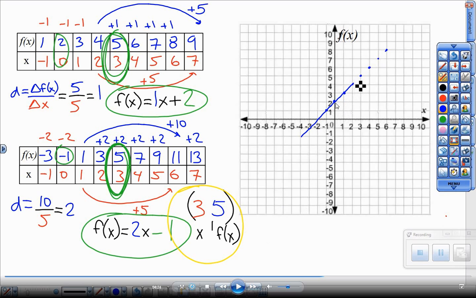From there, I'm using my slope, 1 over 1. I'm going over 1, up 1, or up 1 over 1, up 1 over 1. That matches this rate of change, 1, which matches this. That's my slope. That's my rate of change. That's my d. Up 1 over 1, up 1 over 1. There's my y-intercept, 2. The next line, which will be this one. And then please, I need you on this graph to label this. This is f of x equals 1x plus 2.